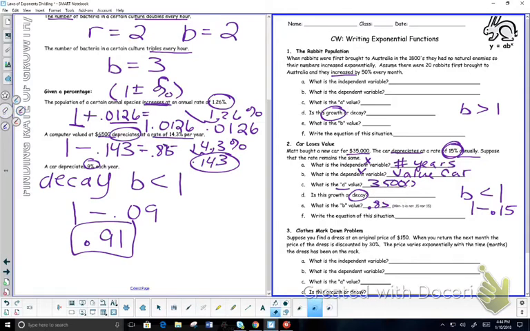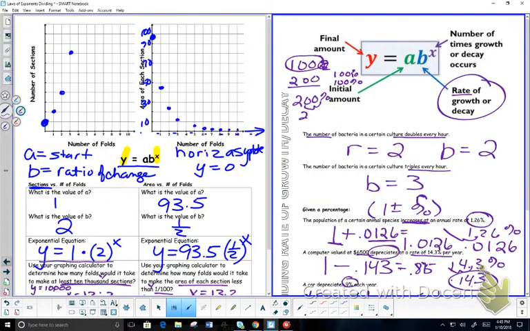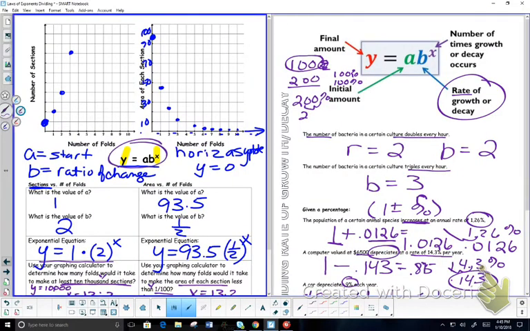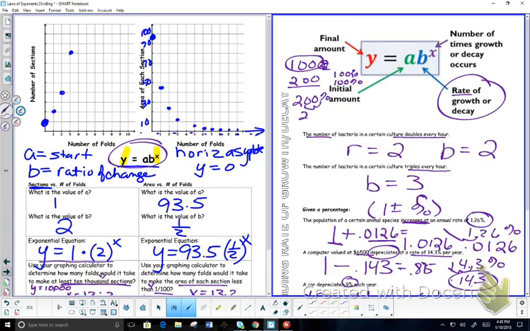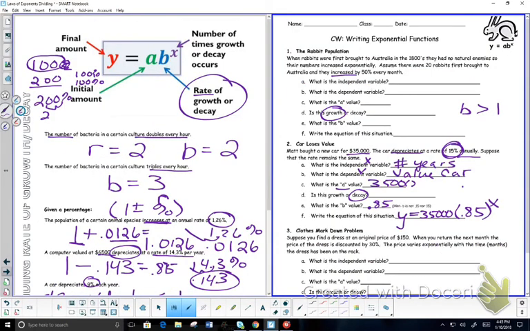So now we just have to plug these numbers into our equation. So I have y equals A is 35,000 times B, 0.85 to the x, okay? And notice all I did was go back and use that same equation that we had right here, okay? So now you can complete the classwork.